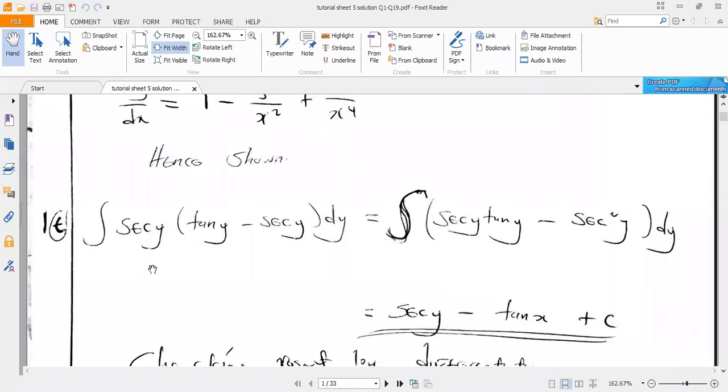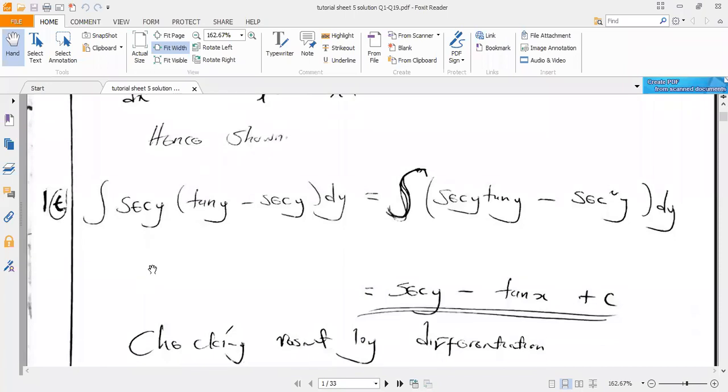1t is the integral of sec y (tan y minus sec y) dy. So we are integrating this with respect to y. What do we do? We expand. After we expand, we'll come up with something like this: sec y tan y minus sec^2 y dy.